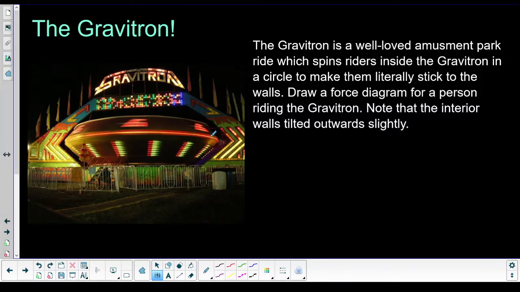I didn't mean to insinuate that they have a drug problem, but the idea is you're in this thing and it spins and you stick to the wall. But these were so tight. This was one of my favorite rides as a kid.